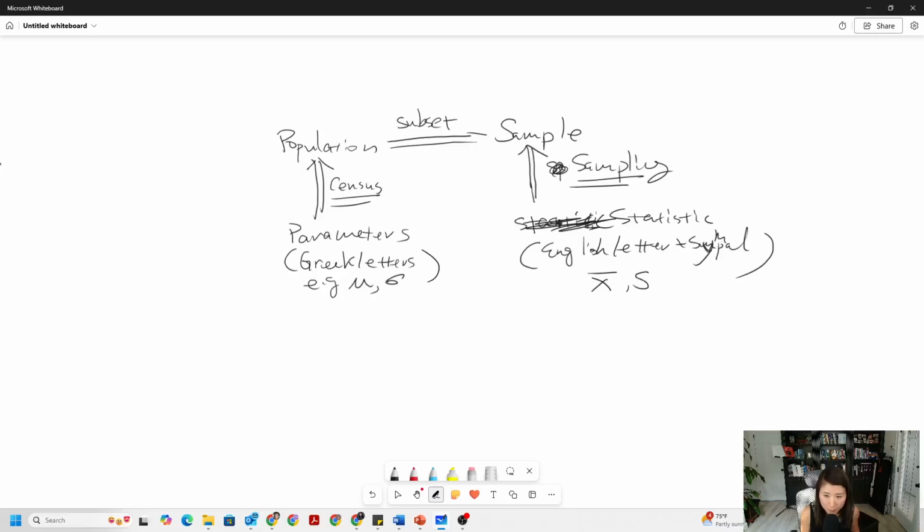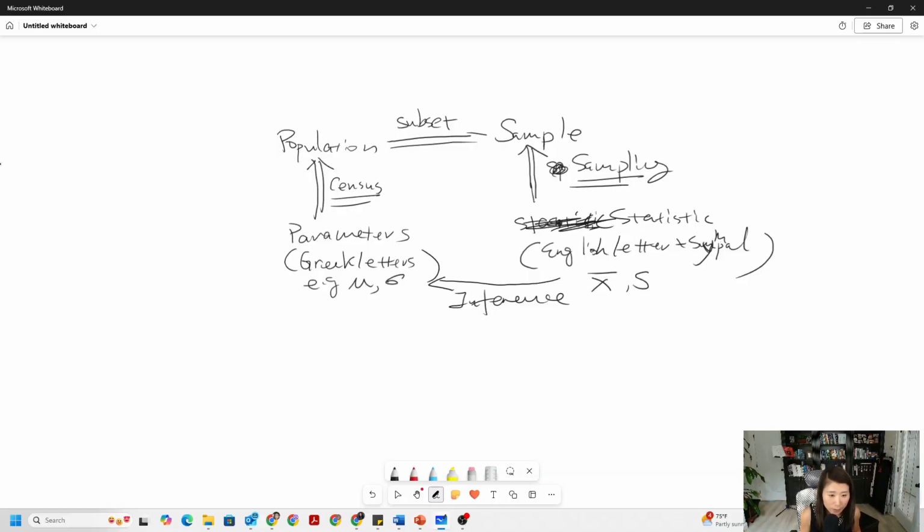We're using the sampling technique to get the information from our sample. Eventually we are able to use our statistic as an inference to refer to the value of the parameter. That parameter is used to characterize the population. You can see this detour, right?